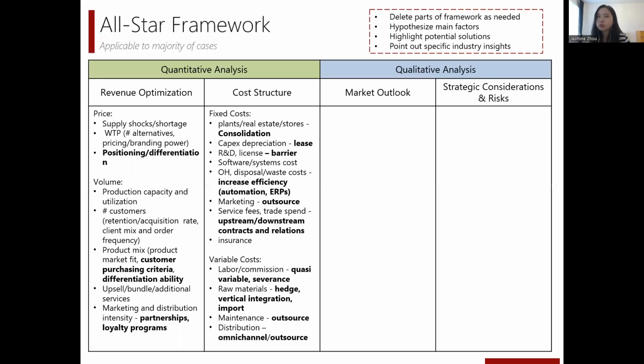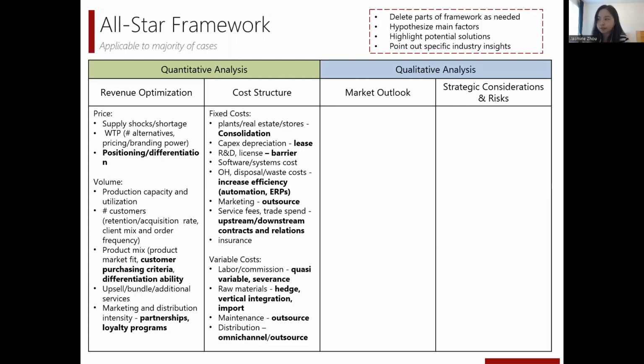And so that will relate to the upstream and downstream contracts that you have in place and the relationships there. And then also there's insurance costs. So those are all the major fixed costs for any sort of business. For variable costs, you have things like labor and commission.